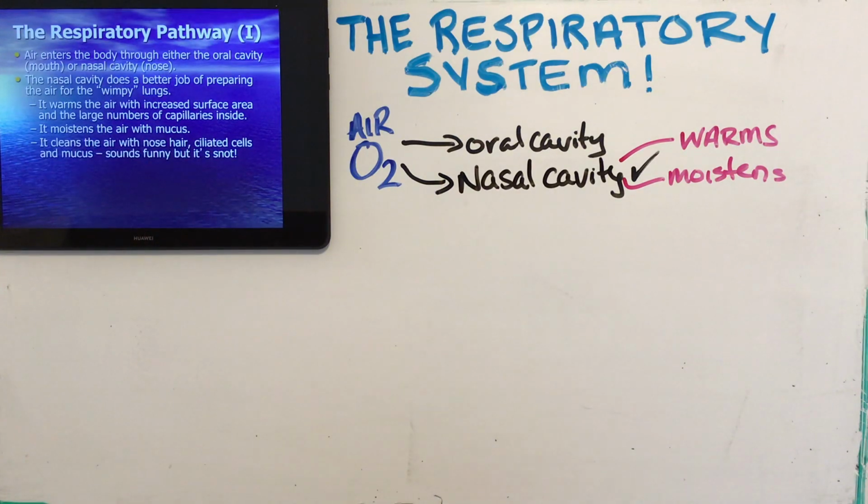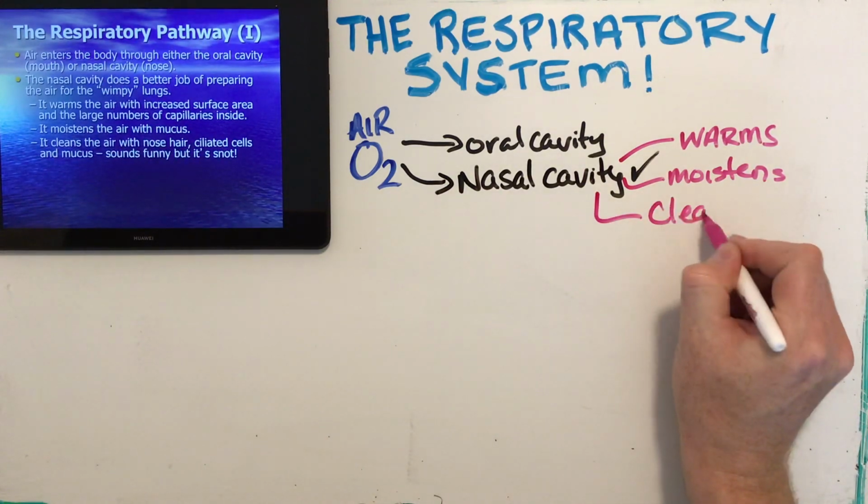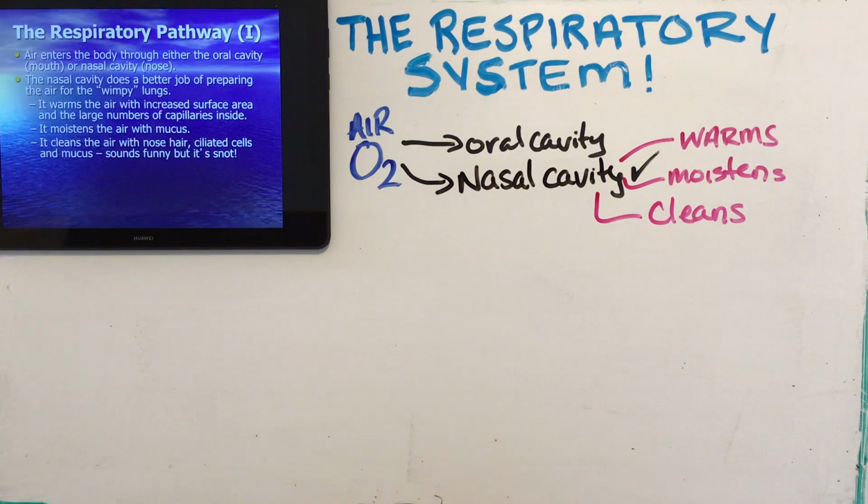The last thing it does is it cleans the air. You have nose hair in there, ciliated cells. You may remember cilia from when we did the microbiology stuff in diversity, numerous little hair-like extensions on the cells, and mucus, right? And this all traps dirt and debris so it doesn't get further into your body. It traps bacteria too. If your snot is clear, if you're producing a lot of snot, it's probably just dust, right? Or a little bit of debris.